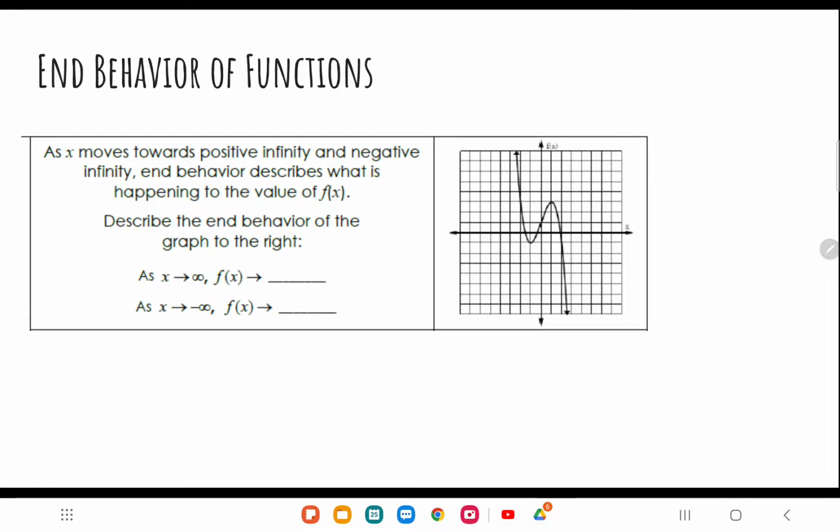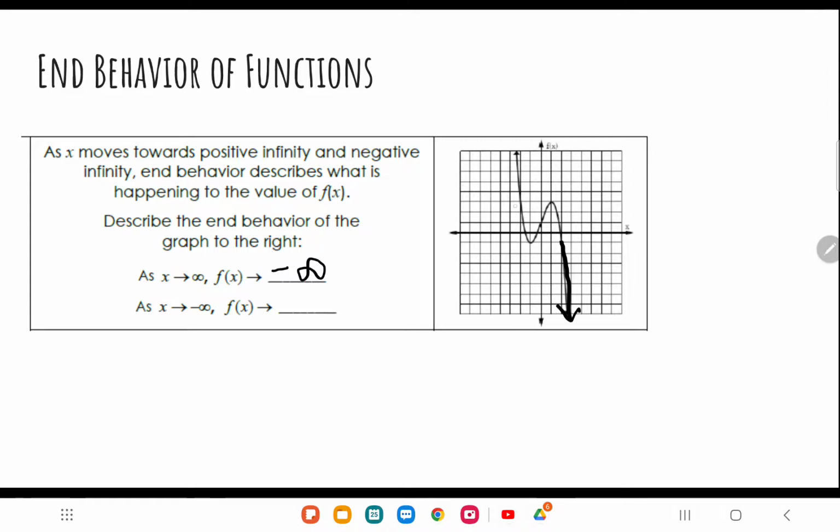We also want to discuss end behavior of functions. This describes what happens as x moves towards positive infinity and towards negative infinity. So looking at this function here, which is a cubic function, we can see that as x goes to positive infinity, this graph would be continuing on. It would be going negatively. So f of x tends towards negative infinity.